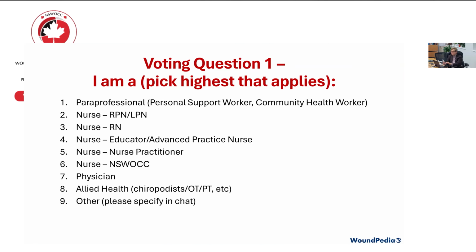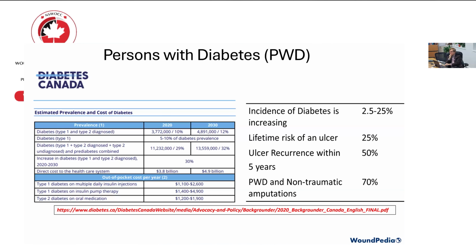Okay, so I think this is an interesting mix. And next slide. The incidence of diabetes is increasing so that we're really looking at 2.5 up to 25% in some specialized populations as high as 50%. Lifetime risk of a foot ulcer is 25%. The ulcer recurrence within 5 years is 50%. And persons with diabetes and non-traumatic lower limb amputations, it's 70%. So this is getting into a real conundrum.